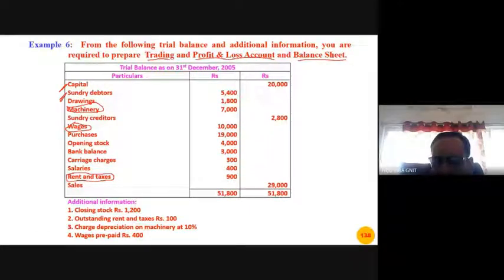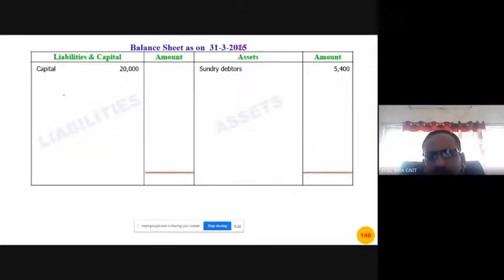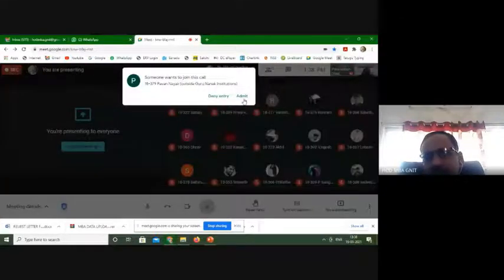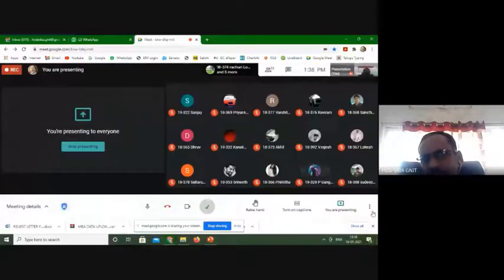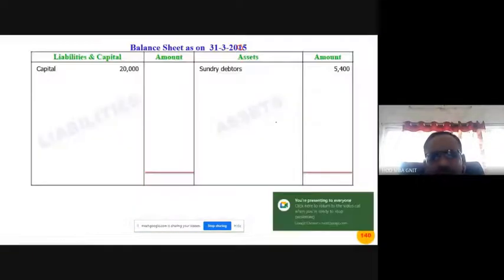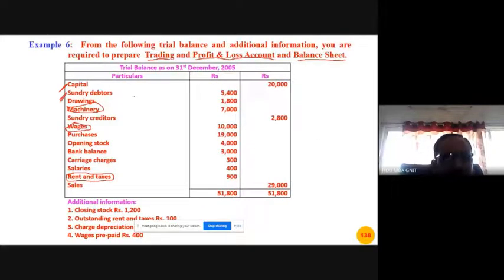Go to balance sheet. On the asset side, sundry debtors 5,400. Next, go to the problem every time. We have to go to the problem and pick up the next item.